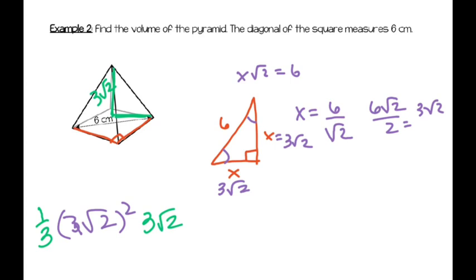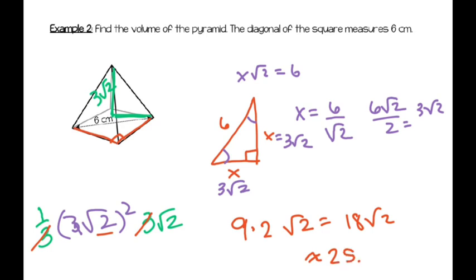Now, a couple of things you can do to simplify is you can cancel those out. You know that square root 2 times square root of 2 is just 2, so you've got 3 squared times 2, and then times square root of 2. So that's going to be 18 square root 2. Of course, getting a decimal will make sense here. So I'm going to have 18 times the square root of 2. And that comes out to be about 25.455, so about 25.5 centimeters cubed if we round it to the nearest tenth.